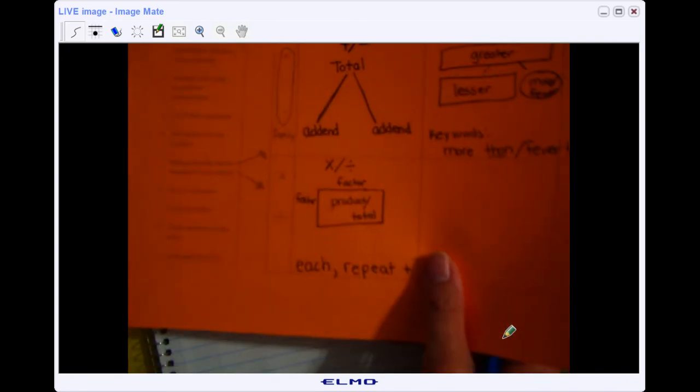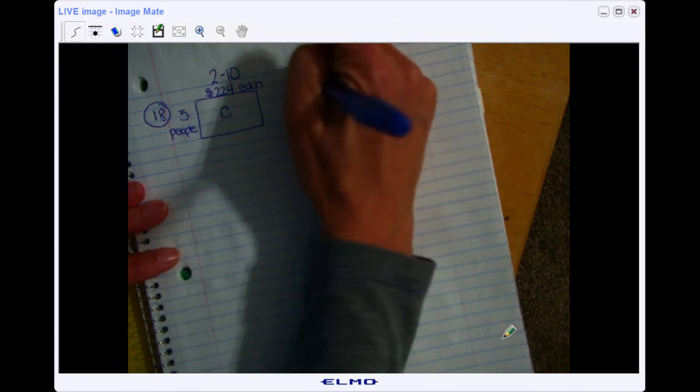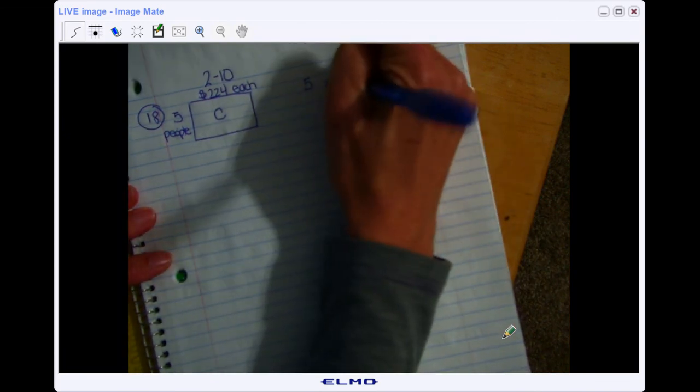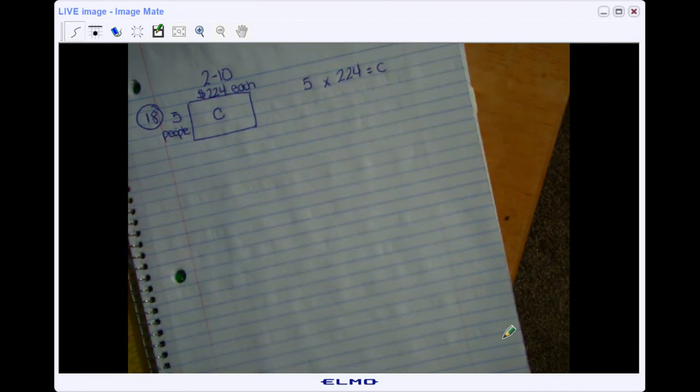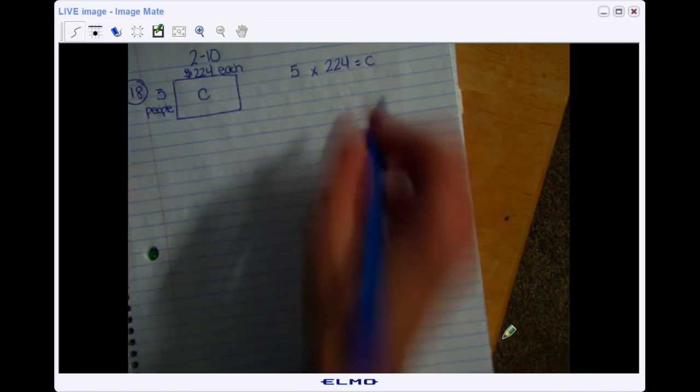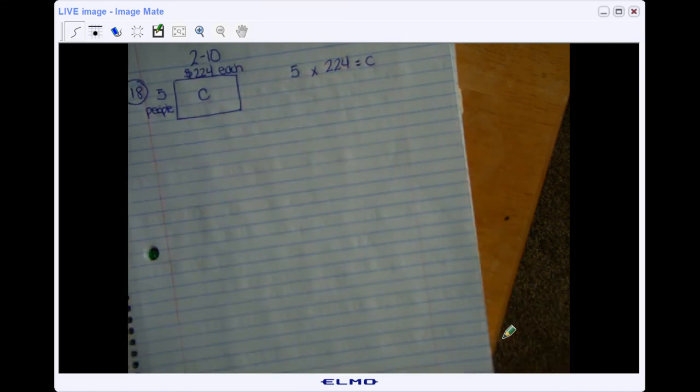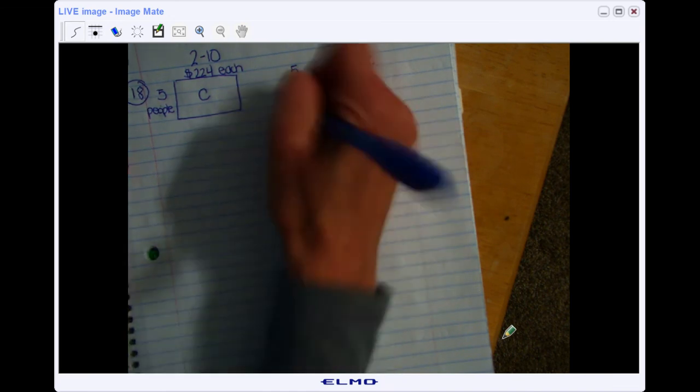My next step says to write my equation. Notice how I'm looking at this. This is what you're going to do when I'm done with you in a few minutes. So my equation is going to be 5 times 224 equals C. Put your variable there. That's what we're learning today. All right, I'm ready to solve it. This time I'm going to solve it using the expanded notation method so that if you're using that method, you'll get to see how that works.